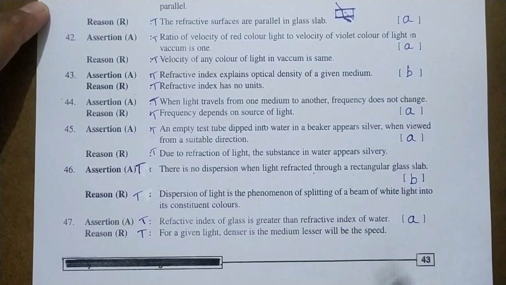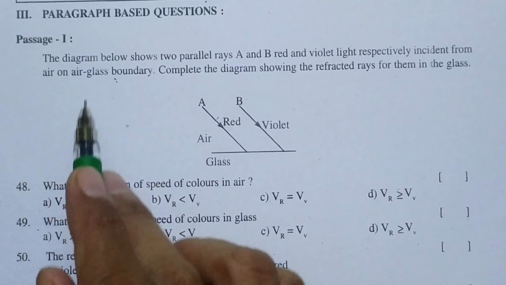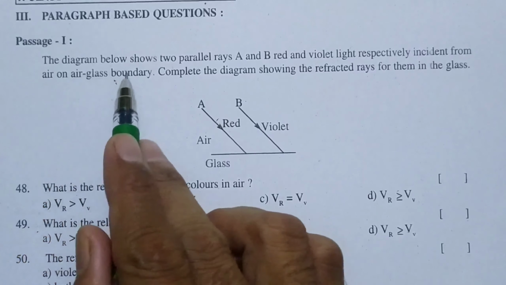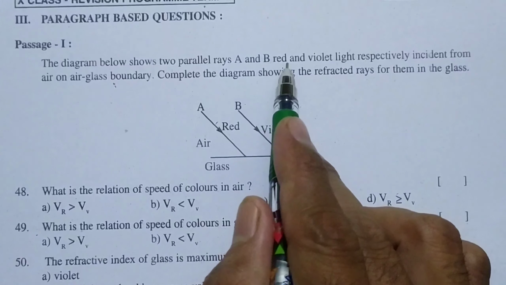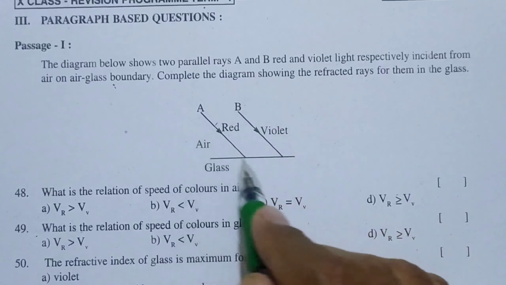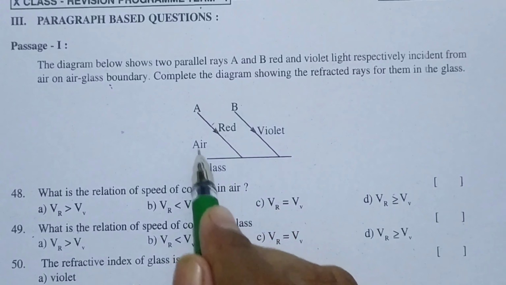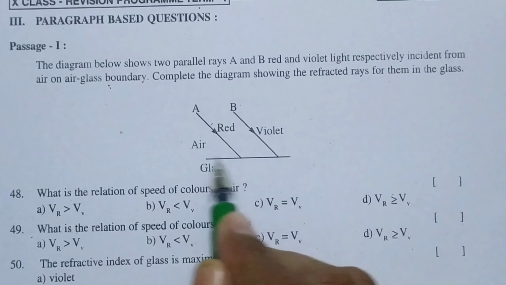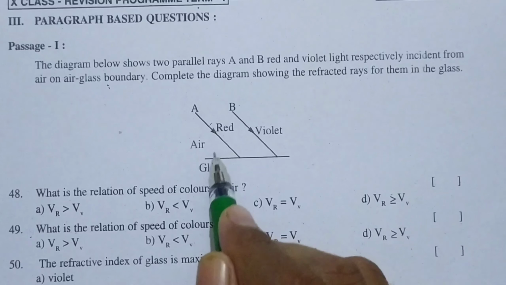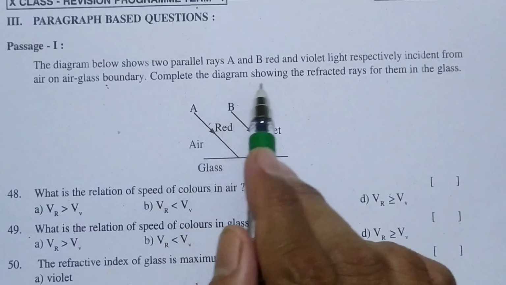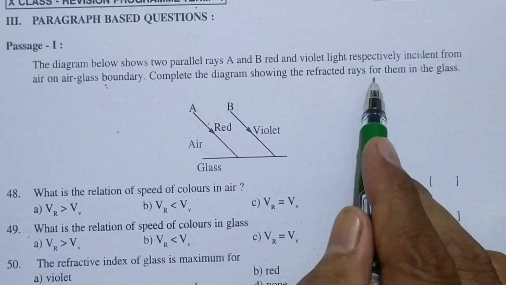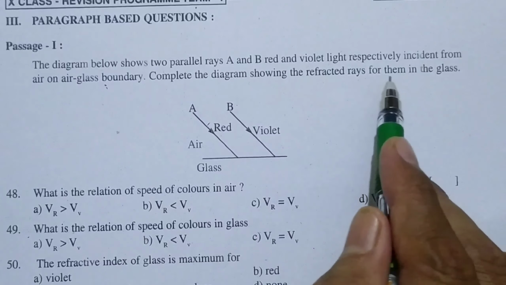Now we see Roman number 3, paragraph based questions. In that, passage 1 is given as, the diagram below shows two parallel rays A and B. Those are red and violet light respectively, incident from air on the air glass boundary. See, this is air, this is glass, this is the boundary, the air glass boundary. Complete the diagram showing the refracted rays for them in the glass.